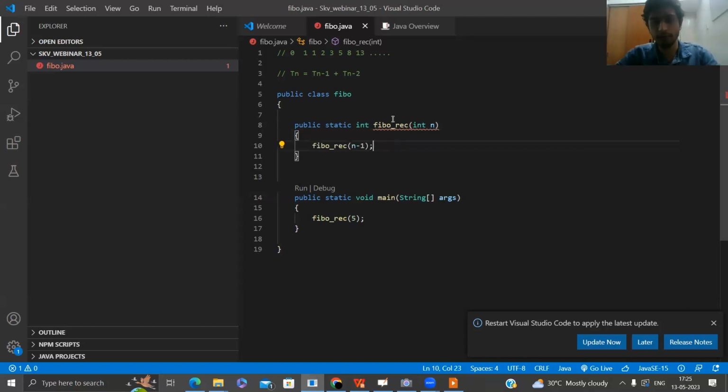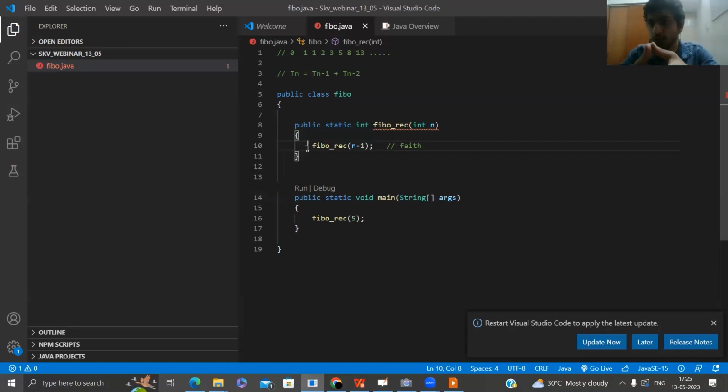So if this function knows how to return the nth Fibonacci number, this will know how to return the n minus 1th Fibonacci number, because essentially these two functions are same. And if this function knows how to return the nth Fibonacci number, this would know how to return the n minus 1th Fibonacci number, right? So this is my faith from recursion.